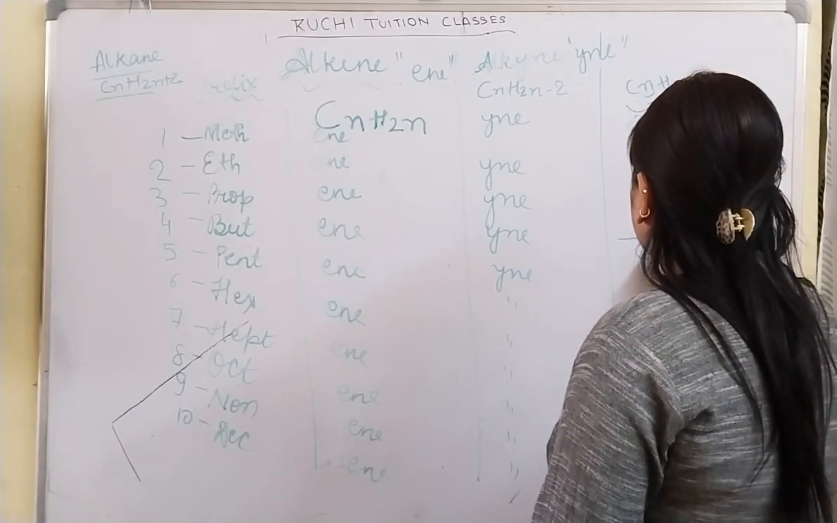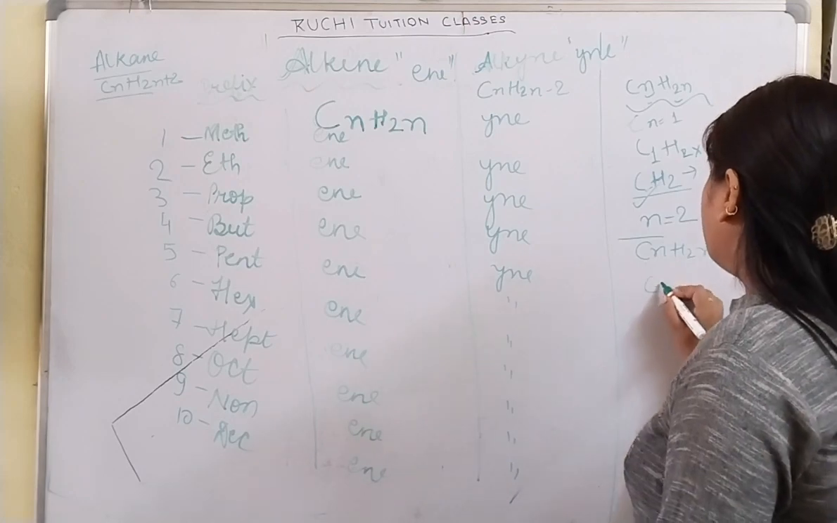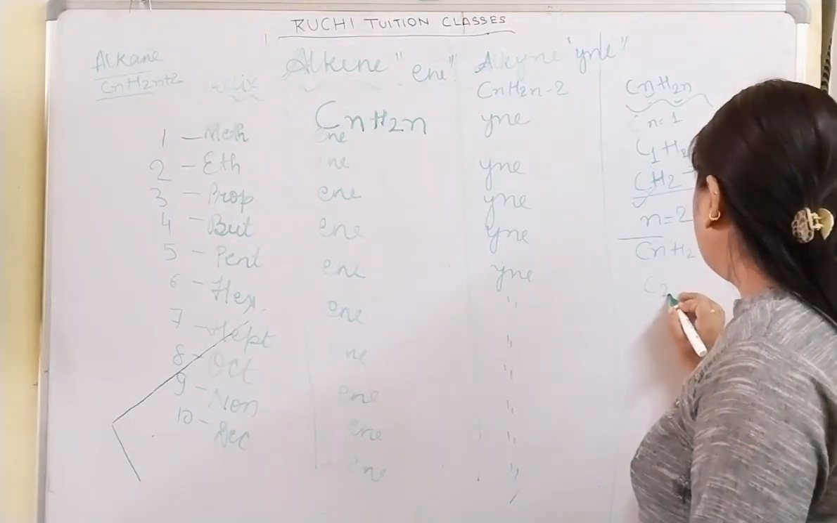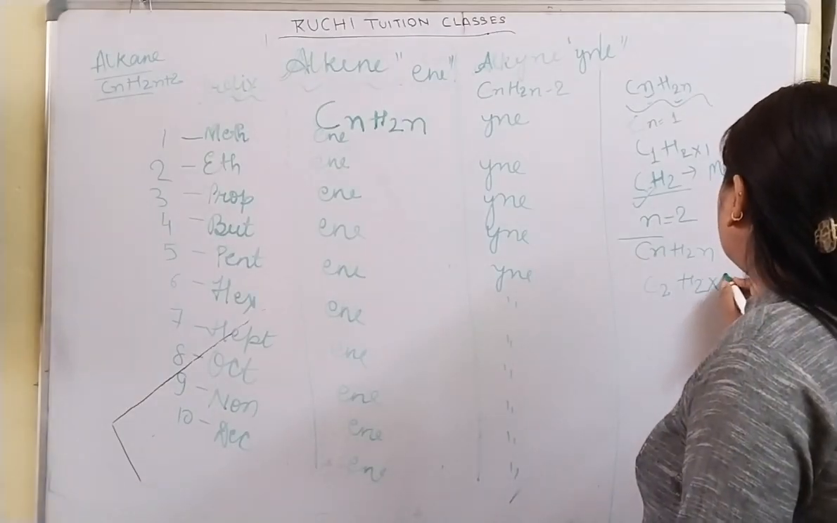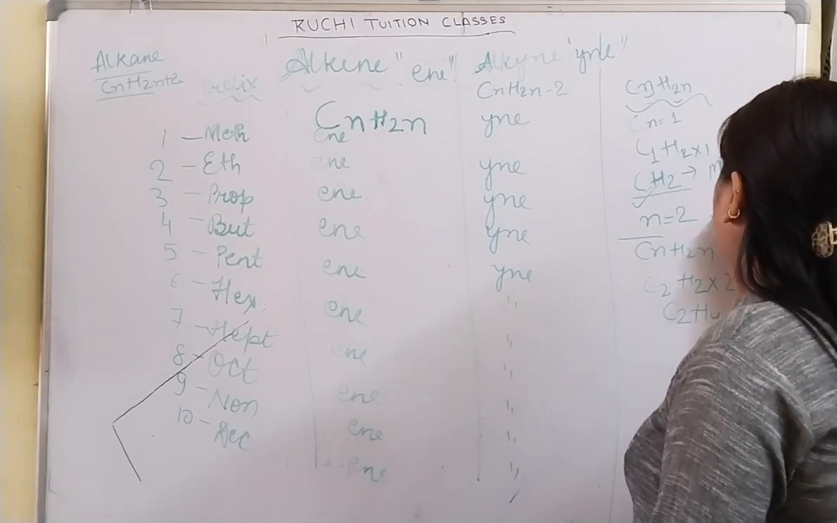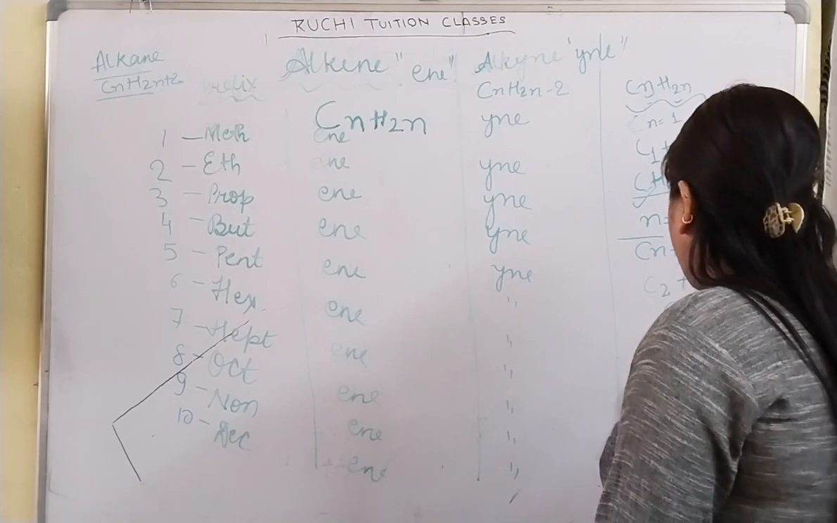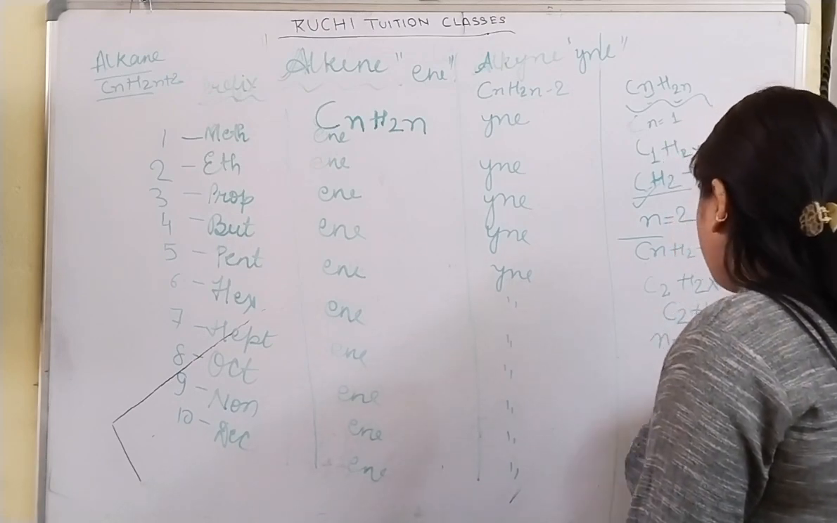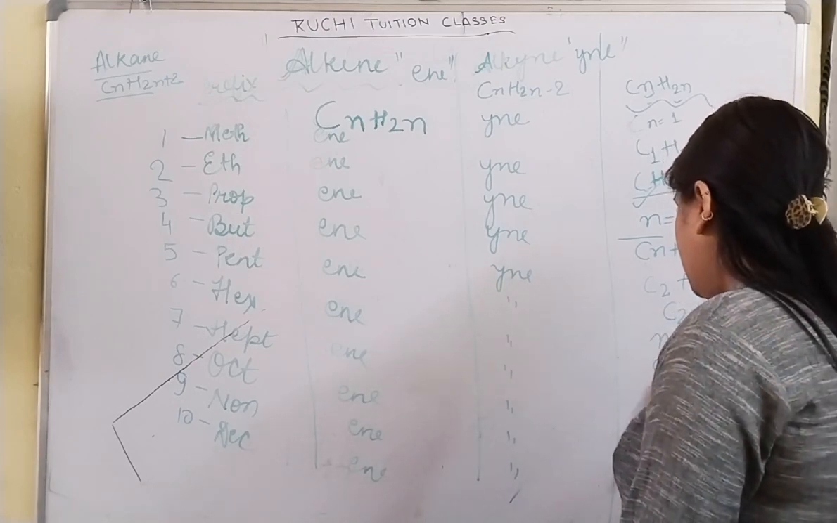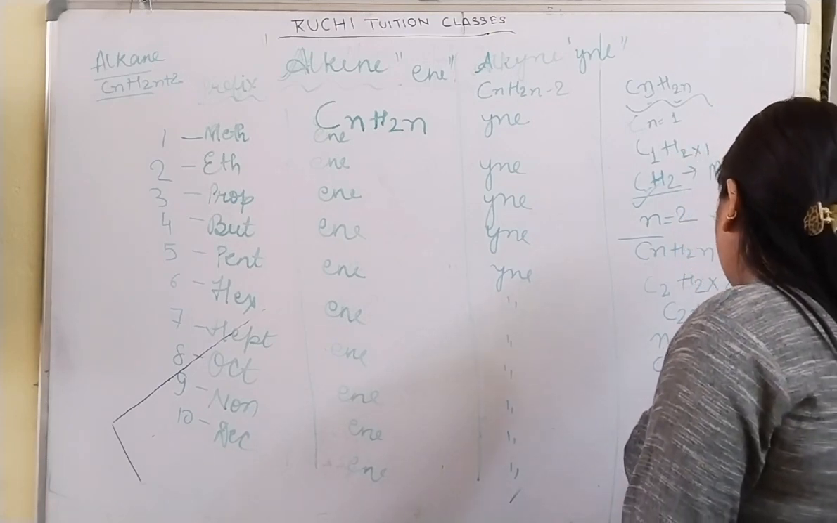Now coming to the next one, when n is equal to 2, the formula is CnH2n. So put the value of n equal to 2: C2 and H will be 2 into 2, so C2H4. The formula for ethene will be C2H4. If n is equal to, assume, 5, it will be C5H10. So this is pent.